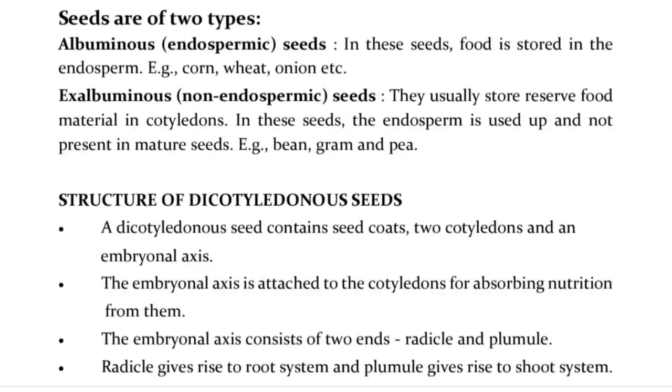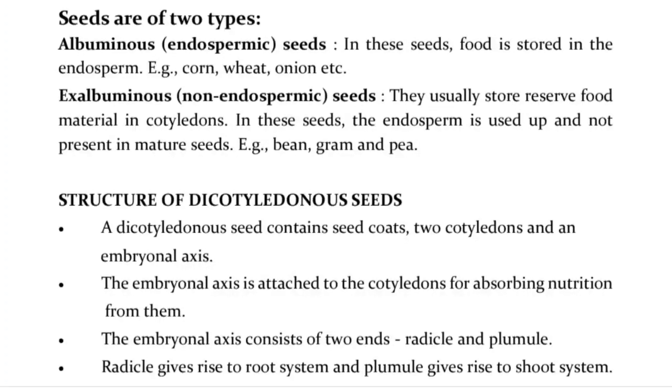Seeds are of two types. Albuminous, endospermic seeds: in these seeds, food is stored in the endosperm, e.g., corn, wheat, onion etc. Exalbuminous, non-endospermic seeds: they usually store reserve food material in cotyledons. In these seeds, the endosperm is used up and not present in mature seeds, e.g., bean, gram and pea.